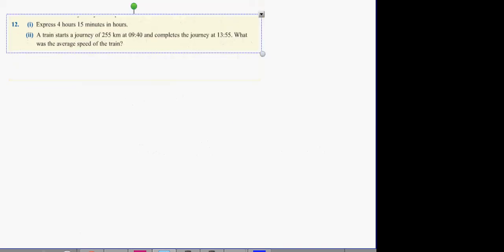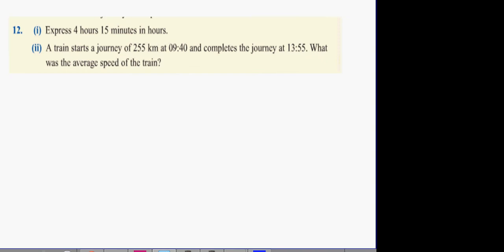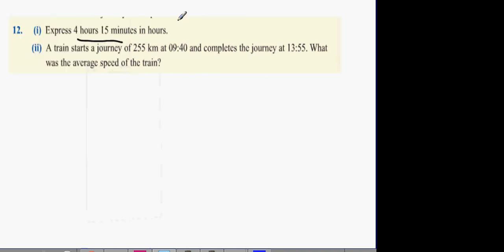Now, let's look at the next part, the more difficult questions. Part 1. Express 4 hours and 15 minutes in hours. So it doesn't want any minutes left over. You go to the calculator and do 4 hours 15 minutes out of 60, and you get 4.25 hours. Now the next one is a train journey. A train starts a journey of 255 kilometers at 9:40 and completes the journey at 13:55. What is the average speed of the train?